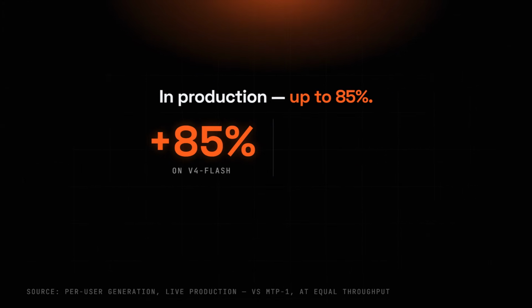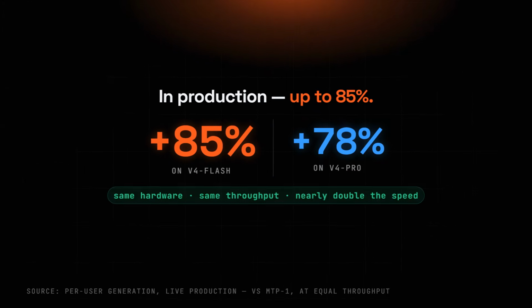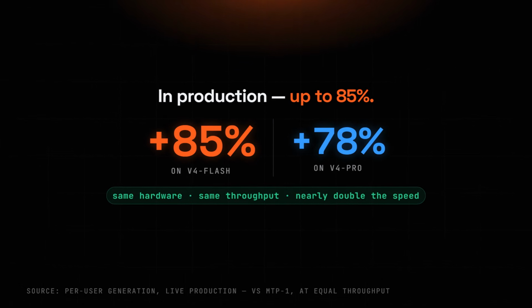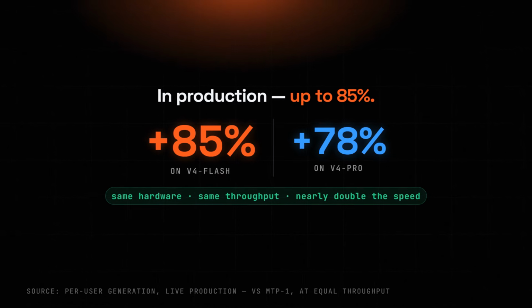In live production, the payoff is the headline. Per user generation runs 60 to 85% faster on V4 Flash and 57 to 78% faster on V4 Pro, at the same total throughput. Same hardware, nearly double the speed.